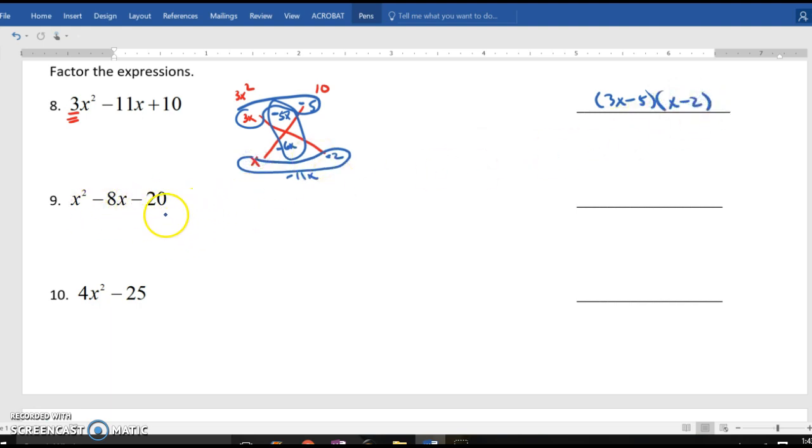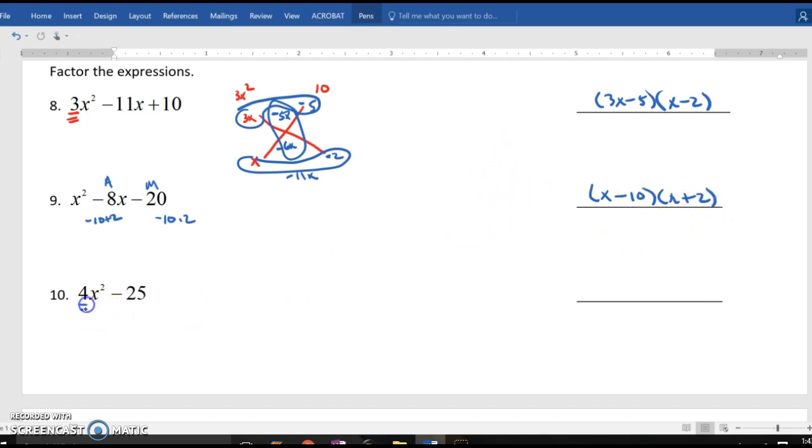So the next one, all I have to do here, there's no number in front of x squared other than 1. So now I just have to find the numbers that multiply to give me negative 20 and add up to negative 8. Okay, now 4 and 5 is the most common one, but there's no way to get a negative 8 out of that. So I'm going to say negative 10 times 2, because negative 10 plus 2 gives me that. Therefore, this factors out to be x minus 10, x plus 2.